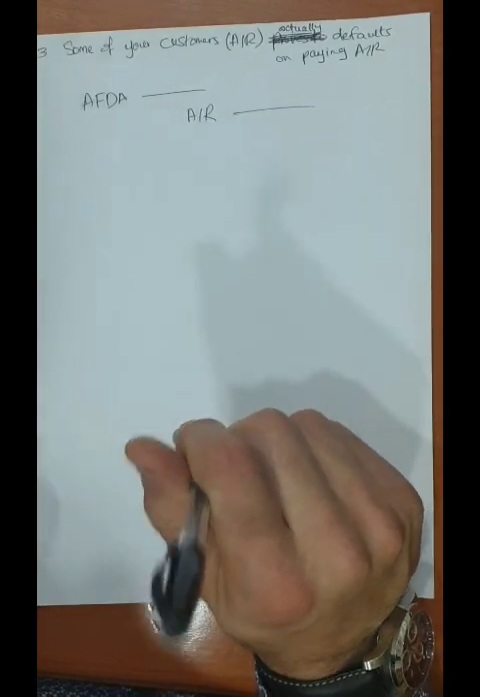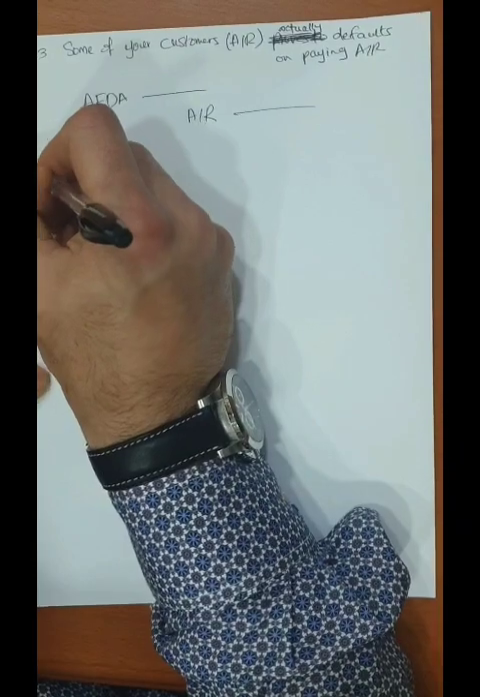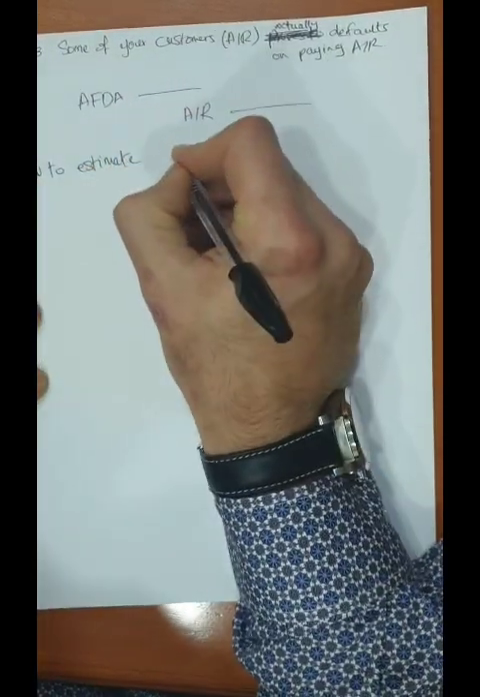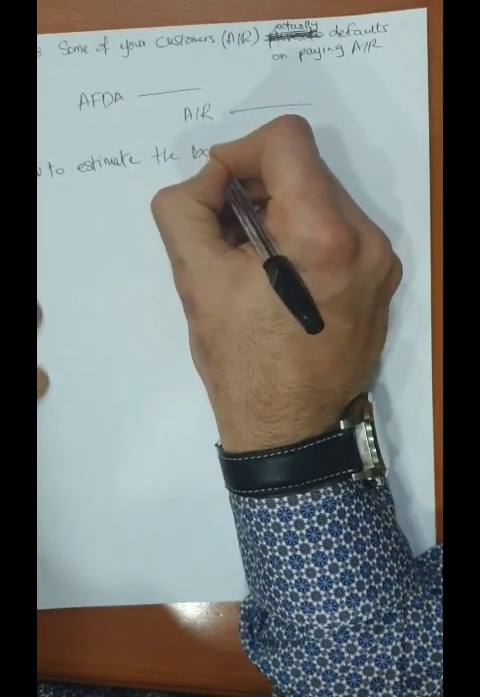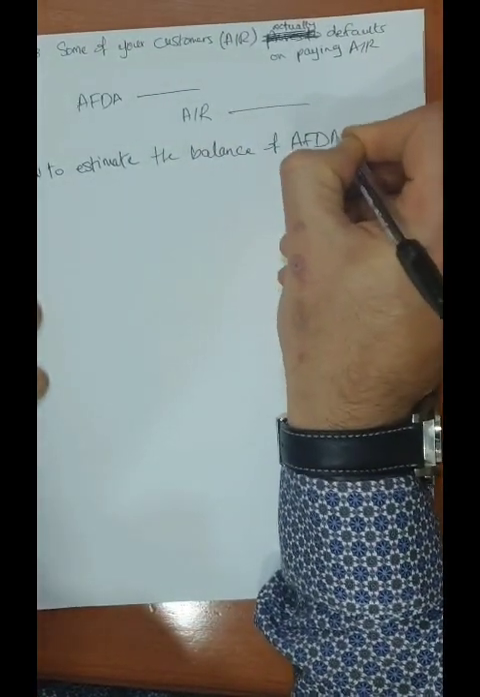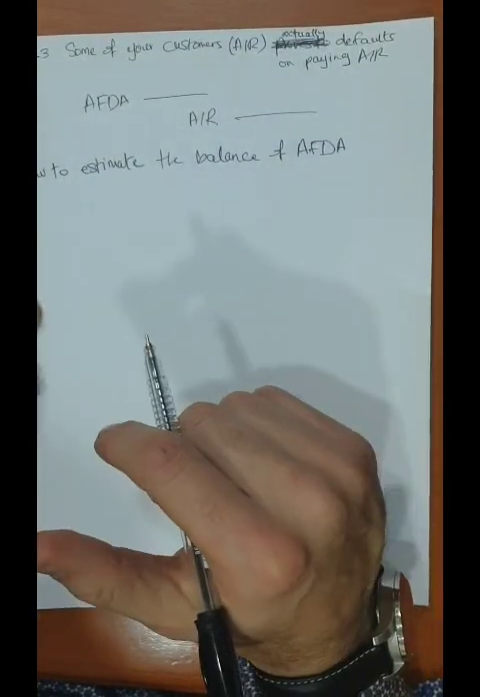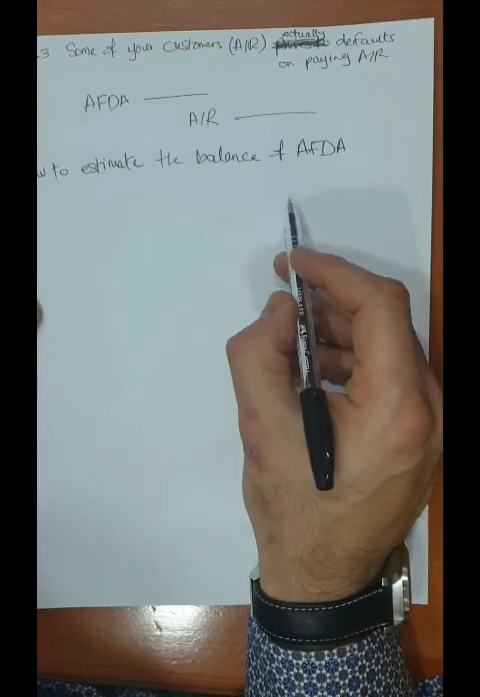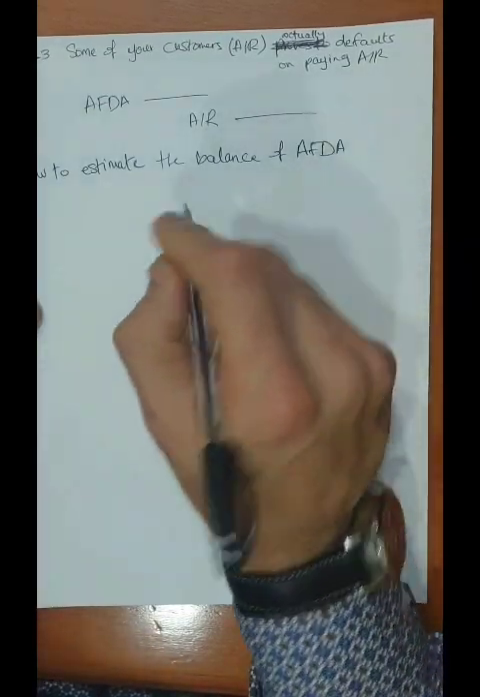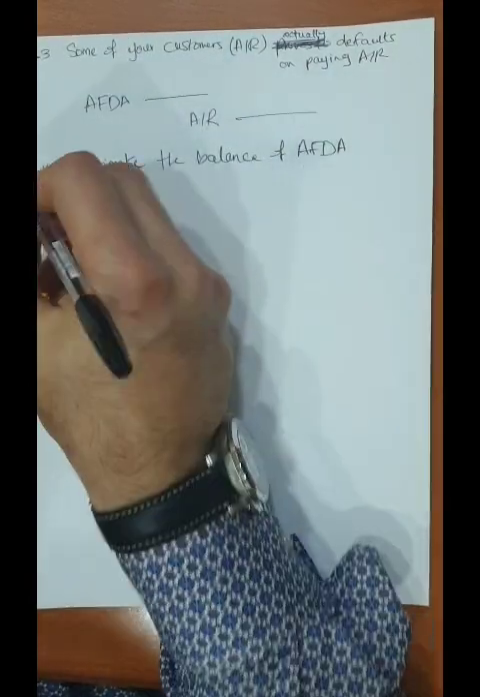Okay. Now, the question remains how to estimate the balance of AFDA. Remember that I said it's an estimation, so it takes place before the real occurrence. So is it a percentage from sales? For example, do you say that I estimate that 2% of my total sales will be uncollectible, or how? Let's see. We have two approaches.